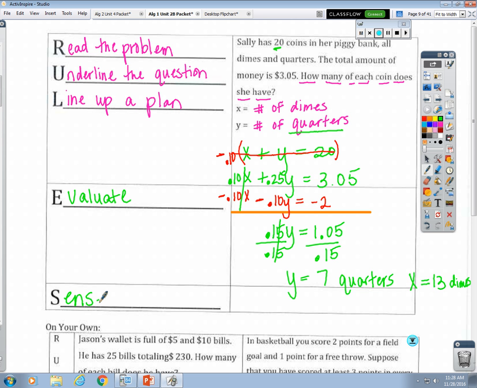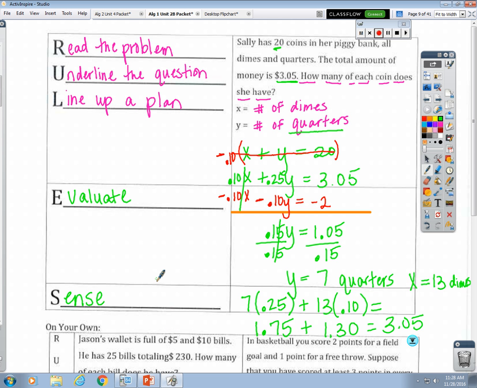It makes sense. Okay, so if I have 7 quarters, isn't that 7 times 0.25? And if I have 13 dimes, isn't that 13 times 0.10? What does that add up to be? What is 7 quarters worth? $1.75. And what is 13 dimes worth? And what is that total up to? 3.05, which is what it said she has in her piggy bank. So it makes sense.